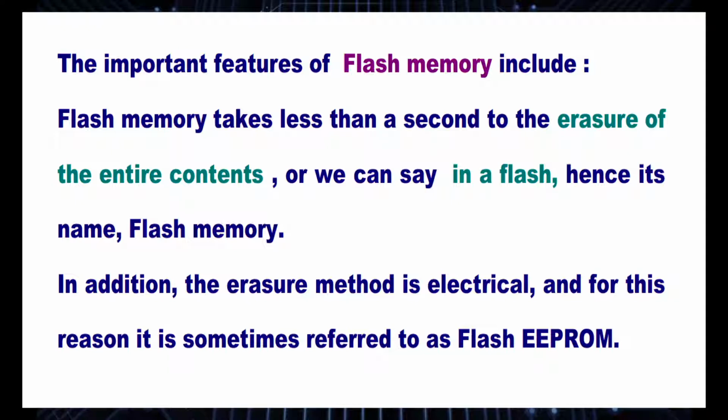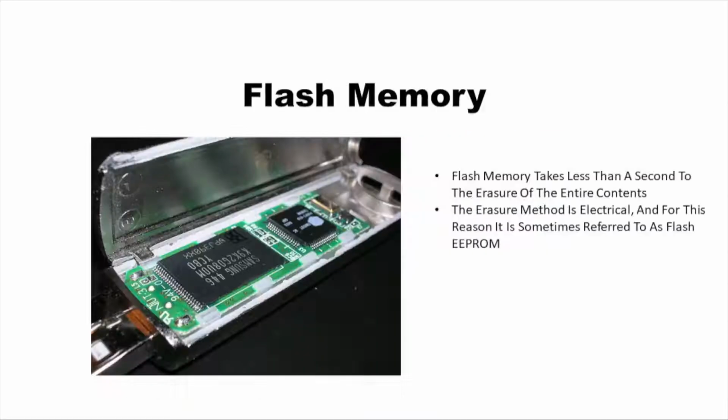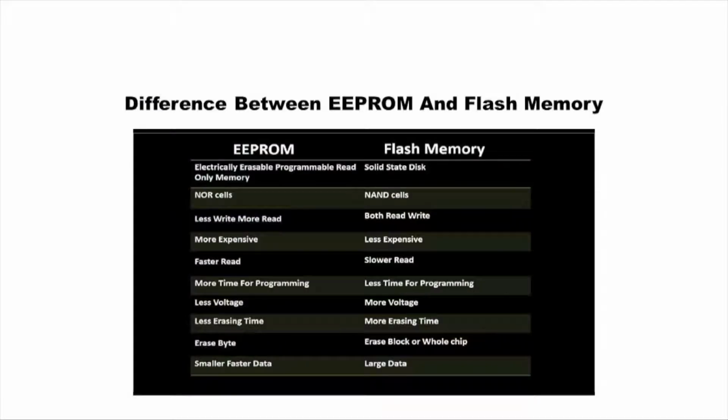The major difference between EEPROM and flash memory is that when the flash memory's contents are erased, the entire device is erased, in contrast to EEPROM where one can erase a desired byte. In a flash memory, it is possible to read the contents of a single cell.